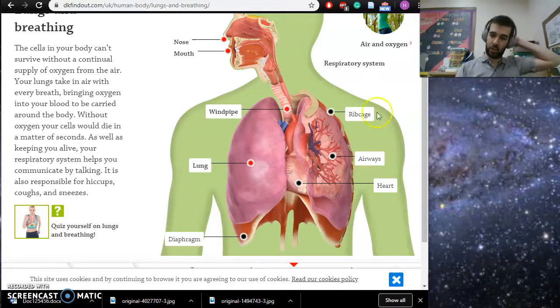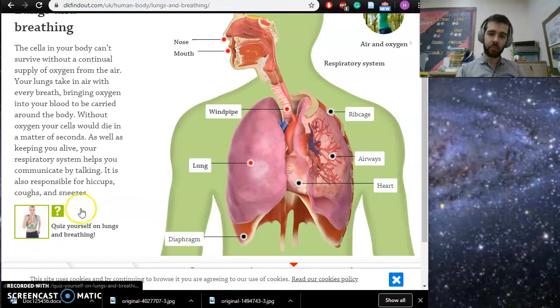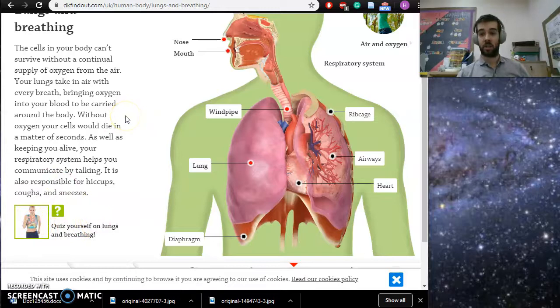If you are finished with your diagram and you've uploaded it, you can do this quiz about lungs and breathing. Some questions might be tricky, some questions you might not know, but that's the fun thing with it. It's not graded. Have a go, learn something new, and have a good time.